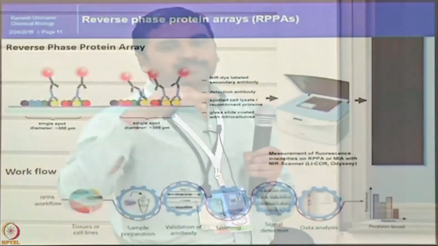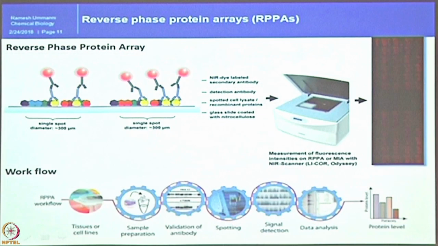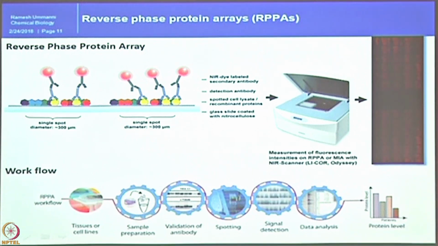So then here I would like to highlight how the array looks once you print. You can see the glass slide coated with nitrocellulose, with these spotted lysates, which can be recombinant proteins or total protein lysates. And here is a detection antibody and a near infrared dye labeled secondary antibody. It's the same simple Western blotting approach explained to a plus-2 standard student. Okay, advantage: single spot diameter is 300 micrometer. That's why you can accommodate more samples on a slide. Then you can perform the array and then you will get the signals like this. Here is the complete workflow.